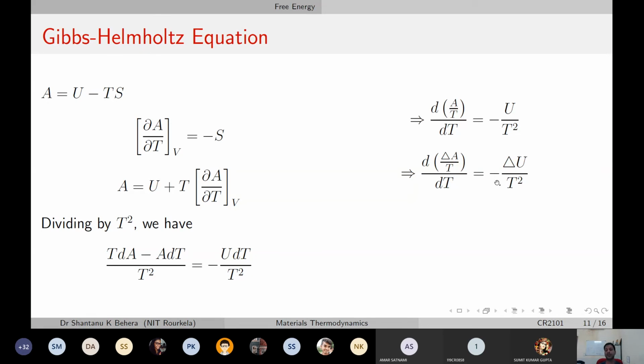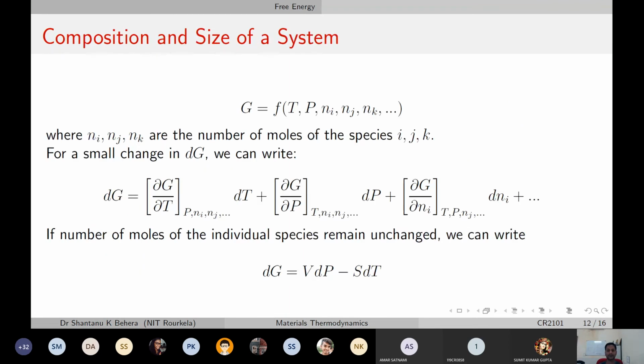These two equations are called the Gibbs-Helmholtz equation. All right. So we will talk about composition in another class. Well, let's talk about composition.